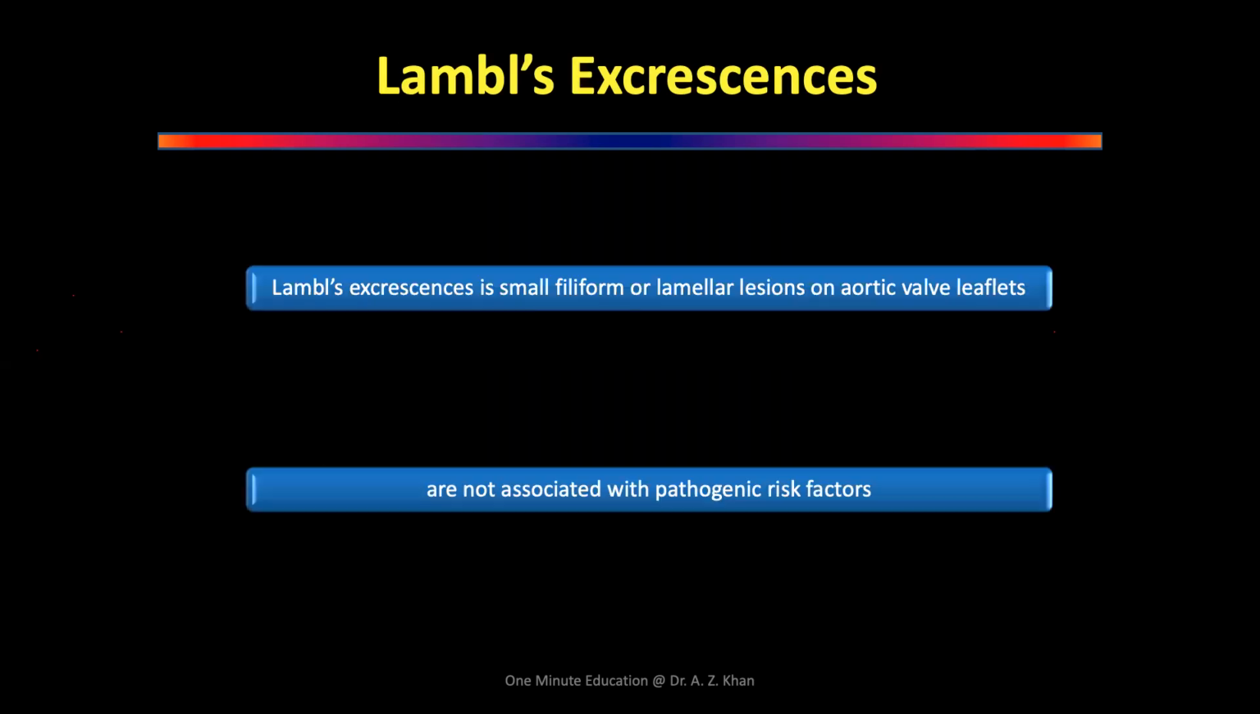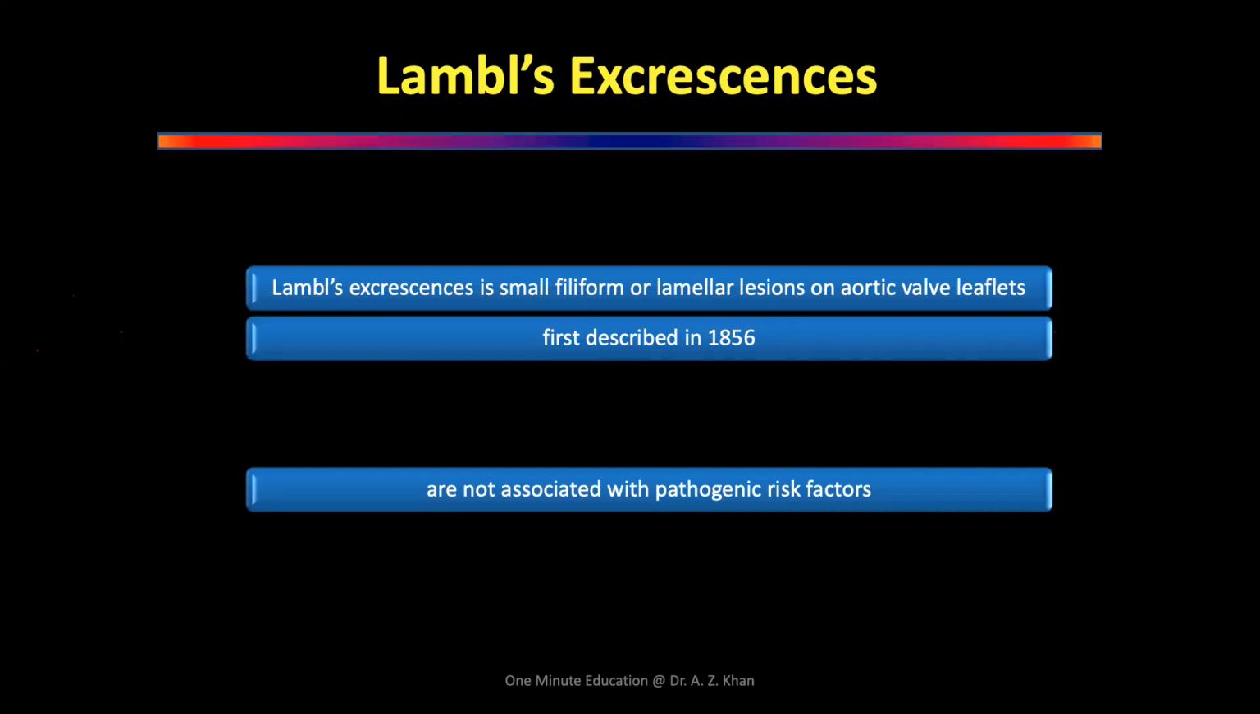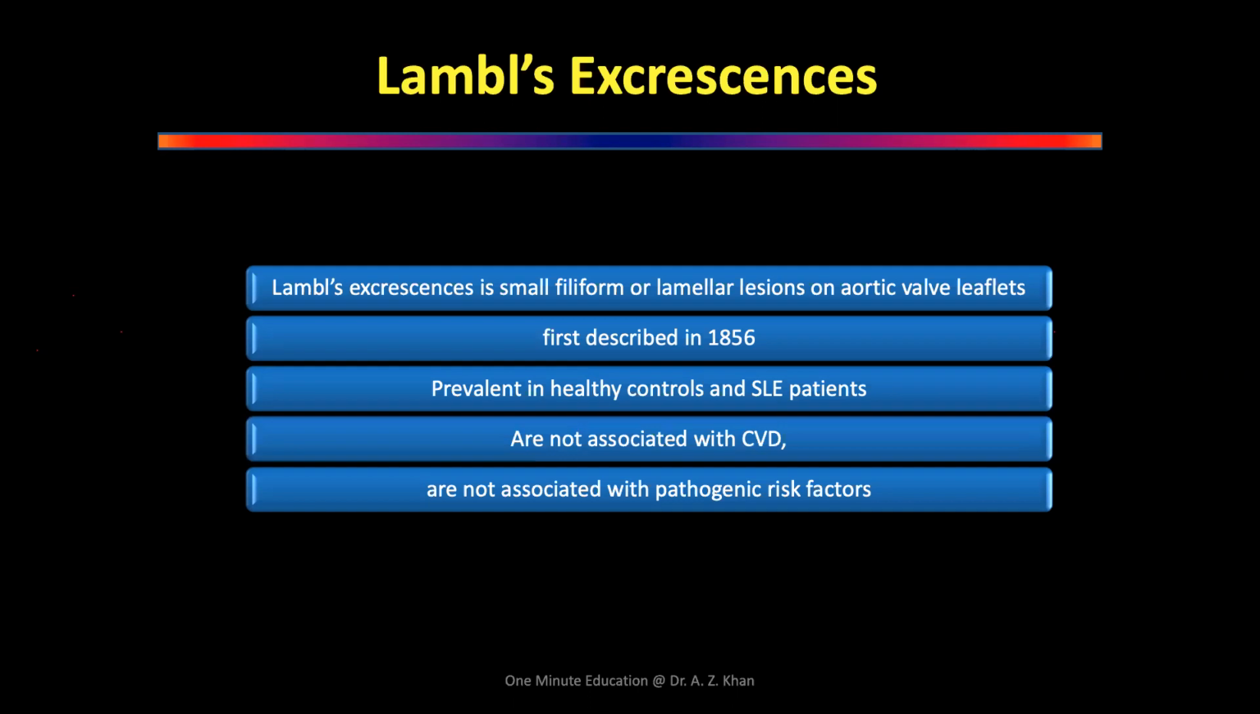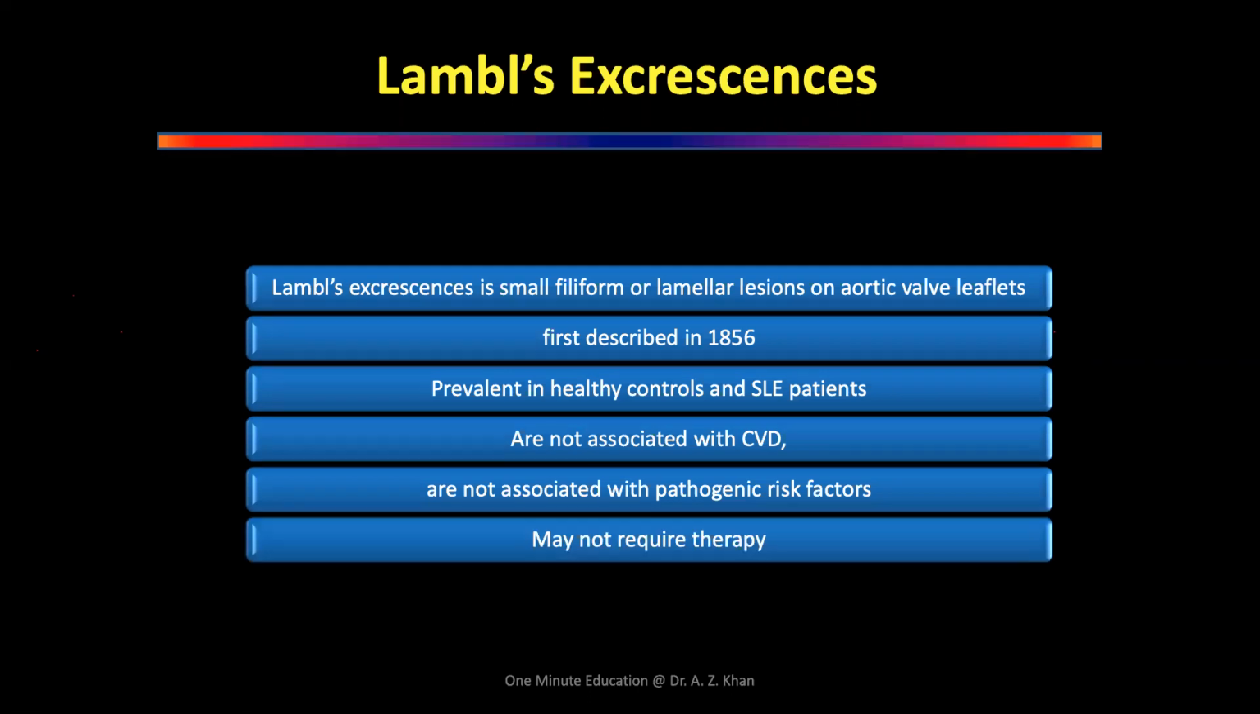They are small filiform or laminar lesions on the aortic valve, first described in 1856, prevalent in healthy controls as well, okay? So it's not a pathology. It is not associated with congenital valvular disease and not associated with pathogenic risk factors. Some people used to treat these as infective endocarditis. So it's very important to know that these are normal structures which may be present, okay? All right.